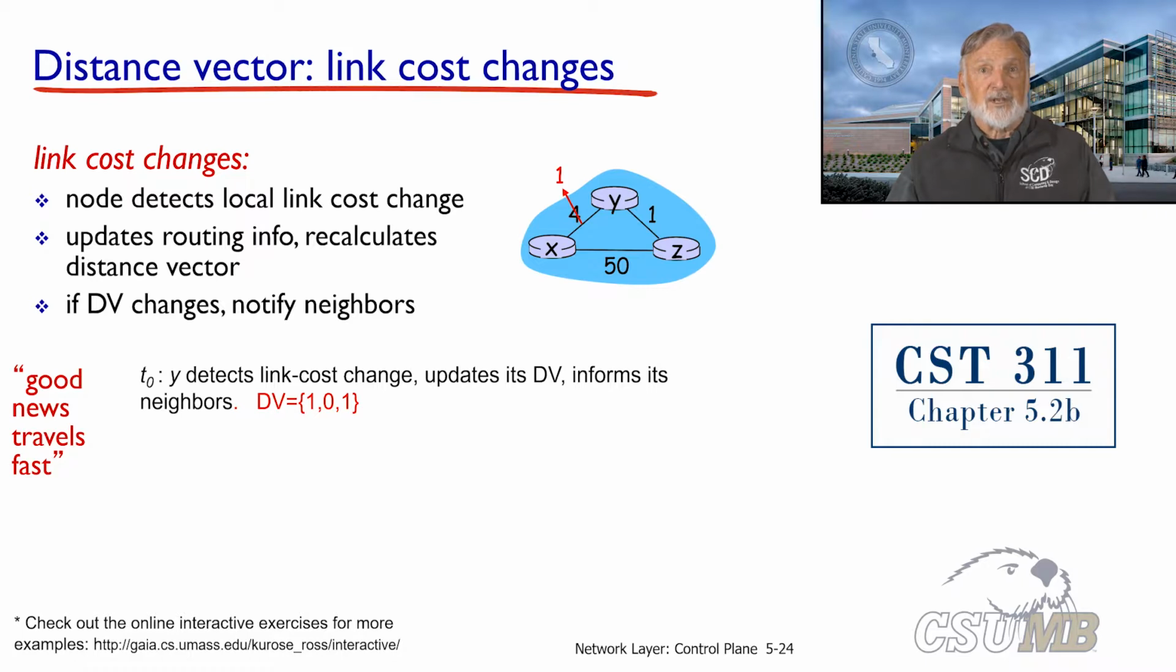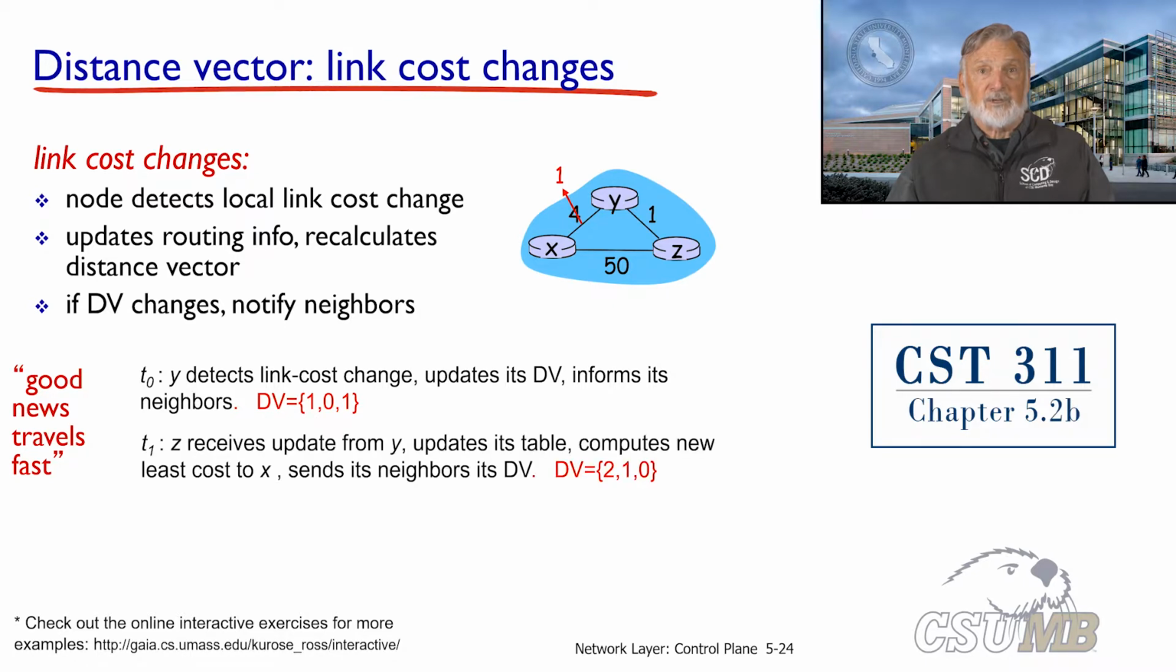Now node Y sends its neighbor its new distance vector of 1, 0, 1. Node Z receives this information and updates its distance vector. This DV has the same path to X through Y, but a new cost of 2. Now node Z sends its new DV to its neighbors. This new DV is 2, 1, 0.